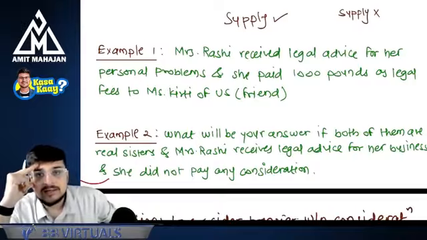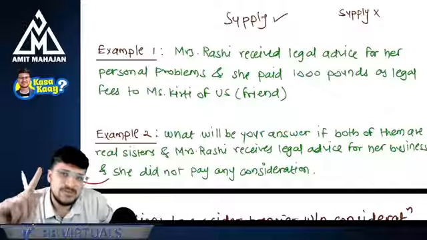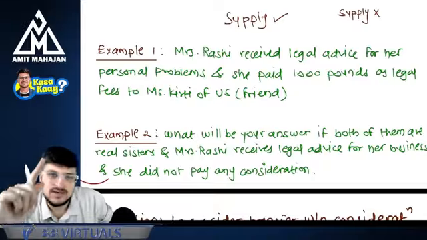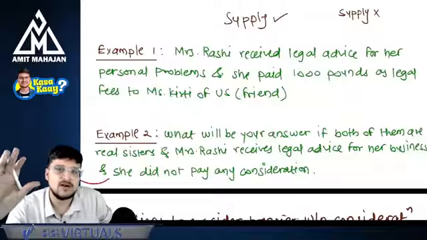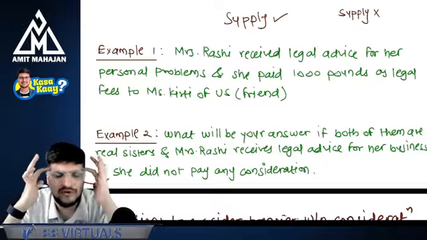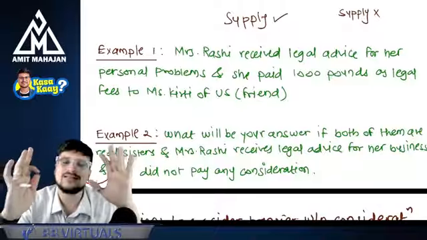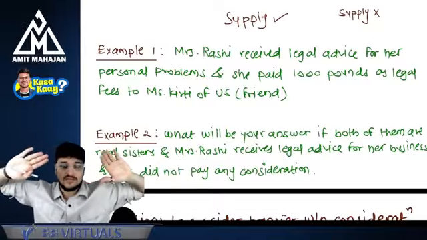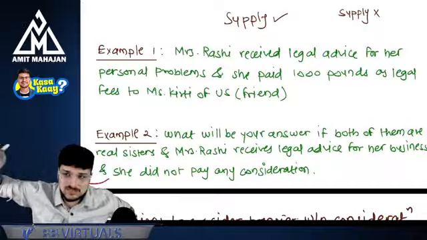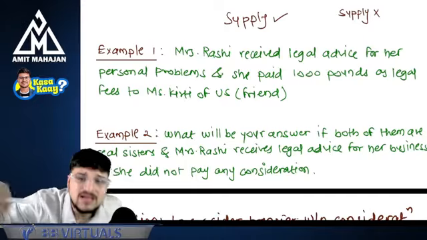Mrs. Rashi received legal advice for her personal problems and she paid £1,000 as legal fees to Miss Kirti of the US, who is Rashi's friend. Always remember, whenever you get any question related to importation of service, you have to first think about the chart. This chart is talking about, first of all, we need to identify whether it is with consideration or without consideration. If it is with consideration, irrespective of whether it is for my business or not, it does not matter. It will always be considered as supply.